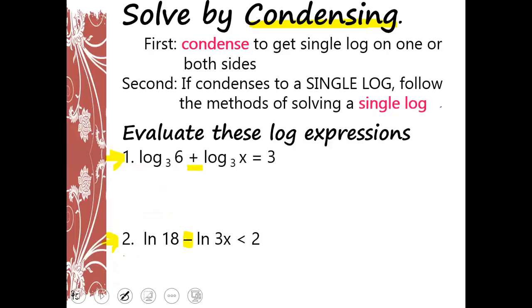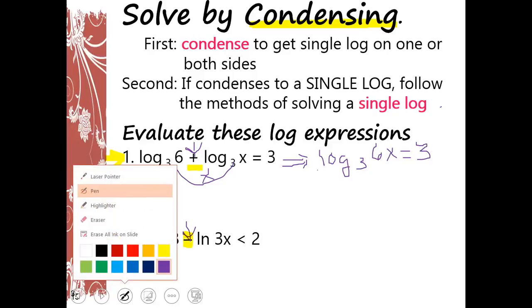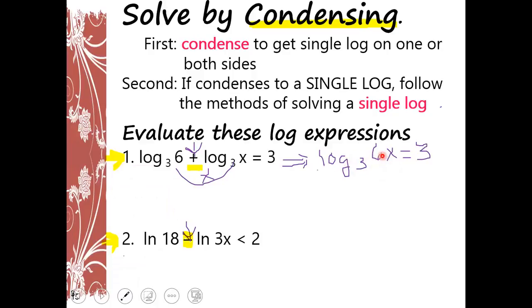I know that because I have a plus sign or a minus sign, I'm going to condense this first log, and I'm going to work this way if you guys don't mind. And I'm going to get a log base 3. Since this is a plus sign, I'm going to multiply these together. Log base 3 of the number 6x has to equal the exponent 3. Now I have a single log over here. This is a single log right here.